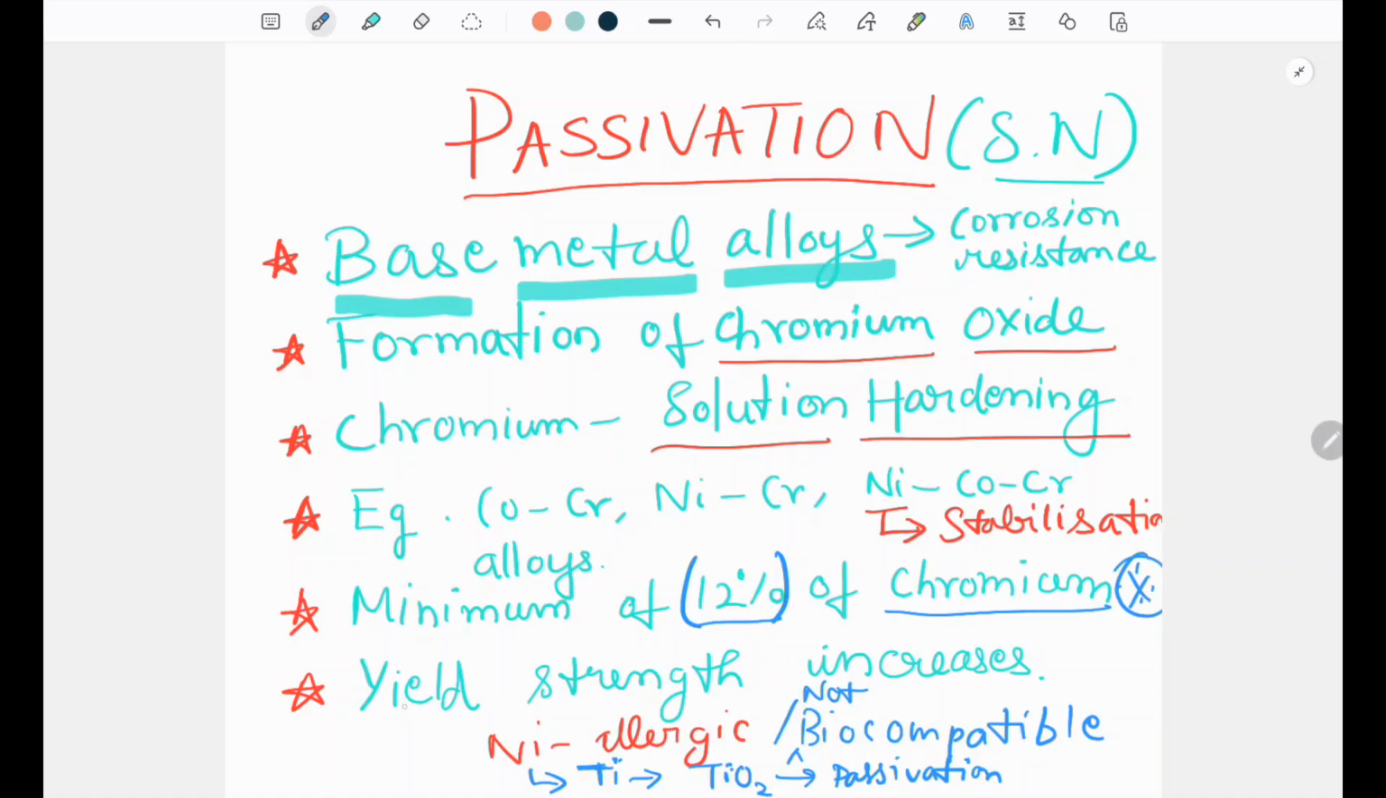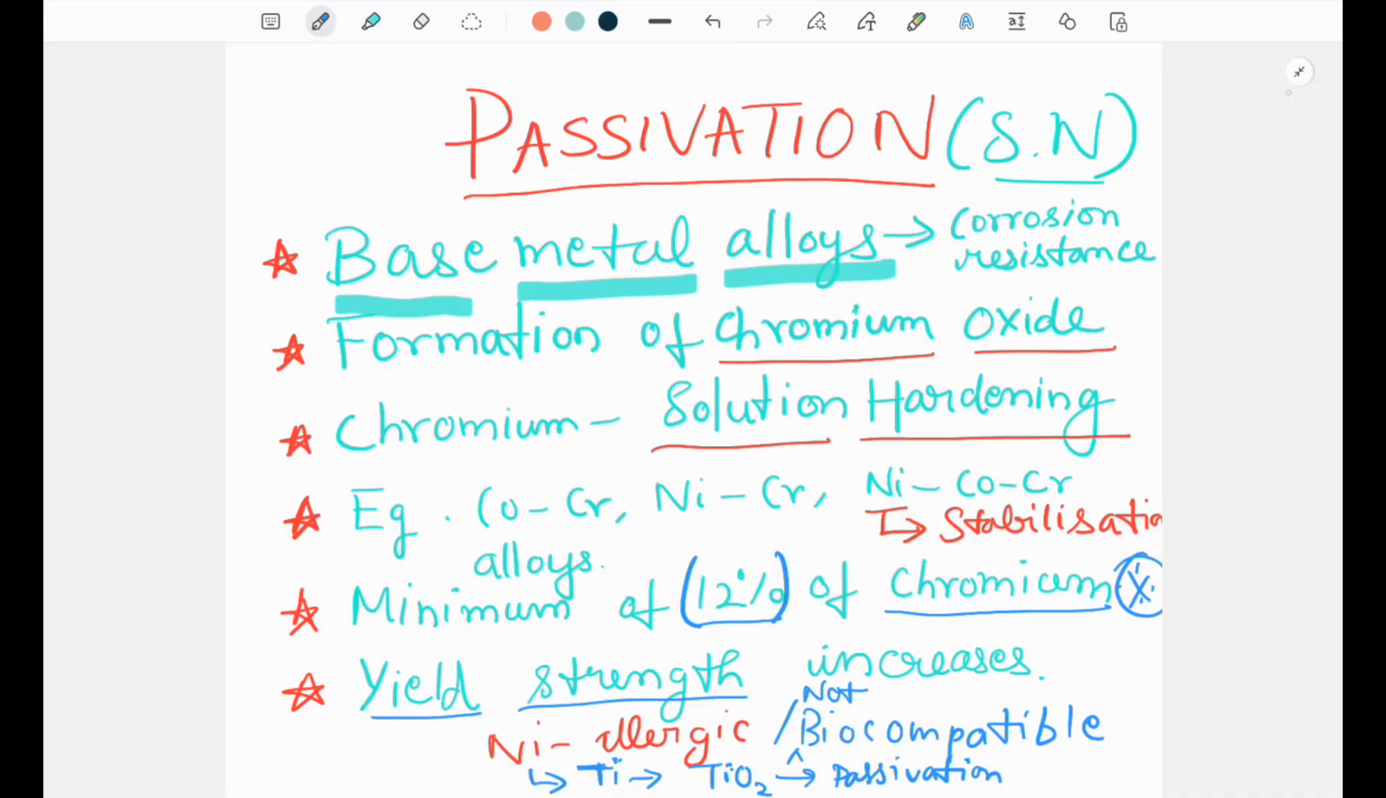So the last point, yield strength. Chromium plays a major role in increasing the yield strength. So what is basically yield strength? Yield strength is very simple. When the alloy goes beyond its proportional limit until it breaks, until it goes to its ultimate tensile strength, it is yield strength.